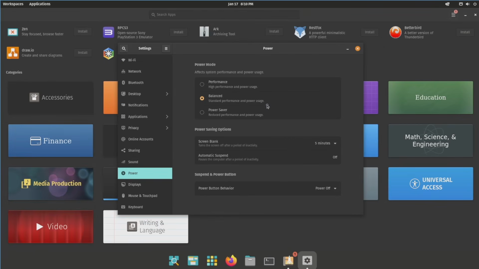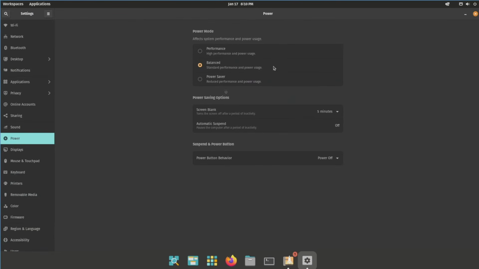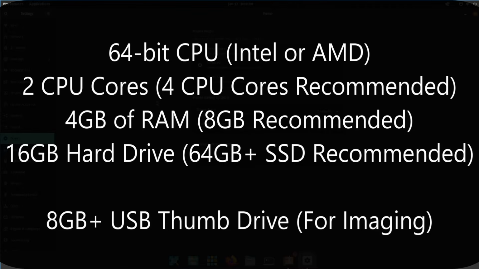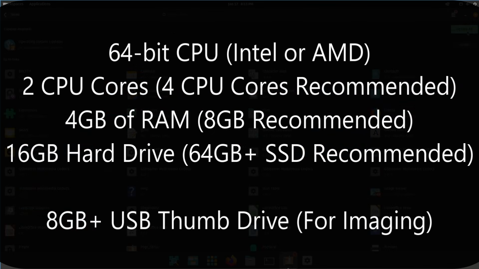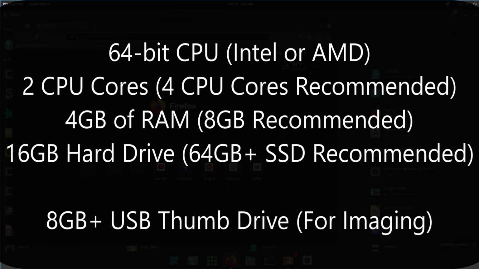Let me quickly go over the system requirements and what you will need before we dig in. You will need a machine with a 64-bit compatible CPU from AMD or Intel. My recommendation is at least a 2-core CPU, however 4 cores would be even better. 4 GB of RAM, but I would personally recommend 8 GB this day and age. The website mentions a 16 GB hard drive, but realistically I would say a 64 GB hard drive or larger. Ideally a solid-state drive of some sort.